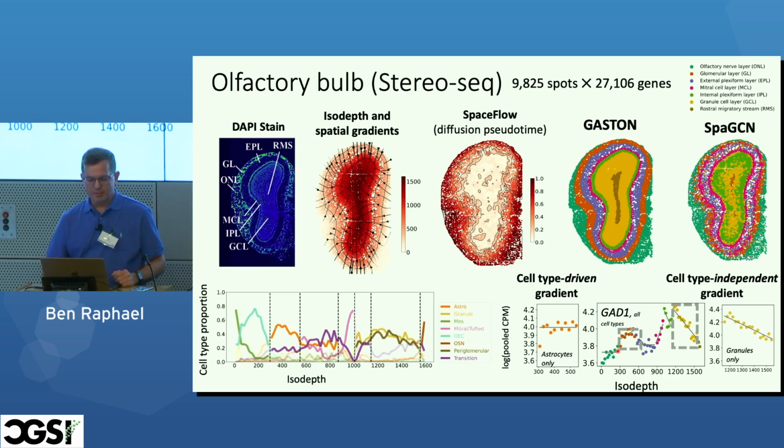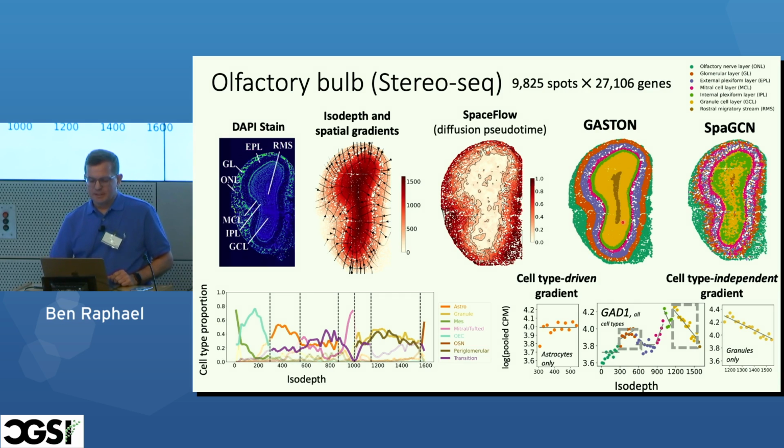Here's just one more example to show you another kind of geometry. This is the olfactory bulb from mouse. This is another spatial transcriptomics technology called StereoSeq. In many spots, really low coverage, but very high resolution. So we can find the layers. Here's the isodepth, these gradients pointing from outside in. There's another method, SpaceFlow, that doesn't quite get the layering structure right.